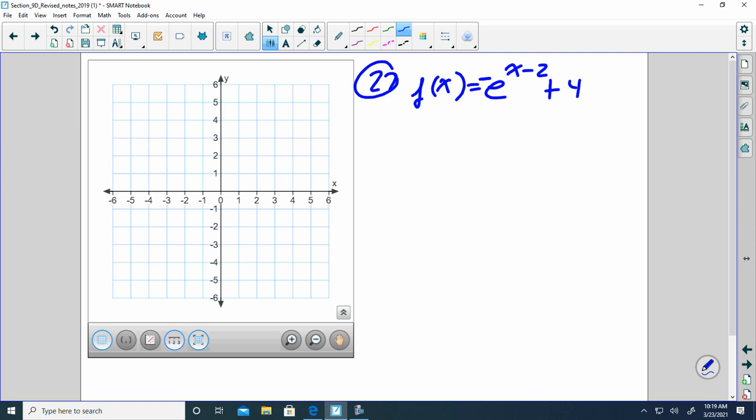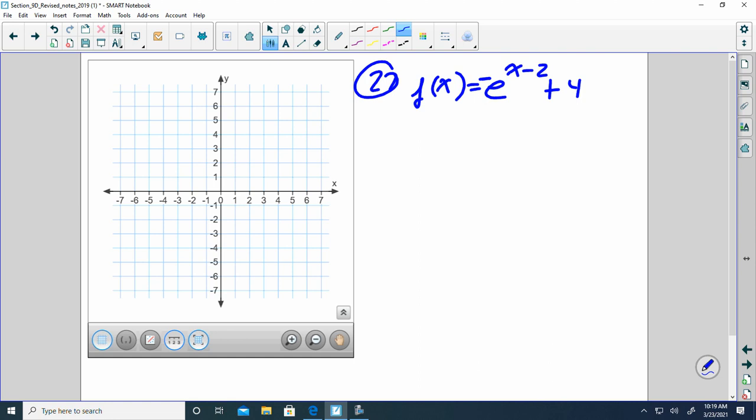Okay, let me increase this graph a little bit. That should be good. So let's deal with my asymptote first. So I get that. And then from there, I said I want to try and get e to the 0. So that means if I plug 2 in, I'd get 2 minus 2, which is 0. E to the 0 is 1. There's a negative out front, so that would give me negative 1 plus 4. Negative 1 plus 4 would be 3. So I get 2, comma 3.